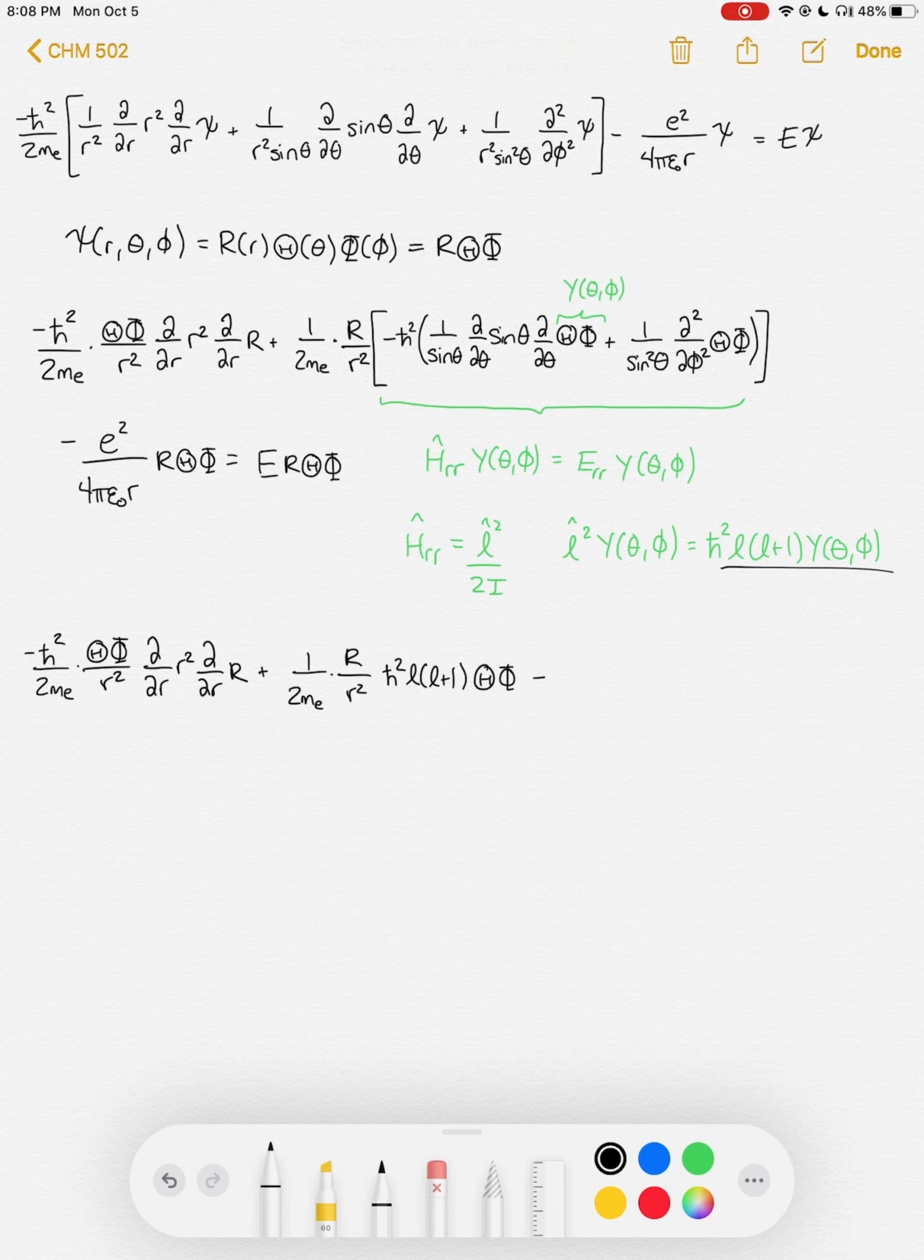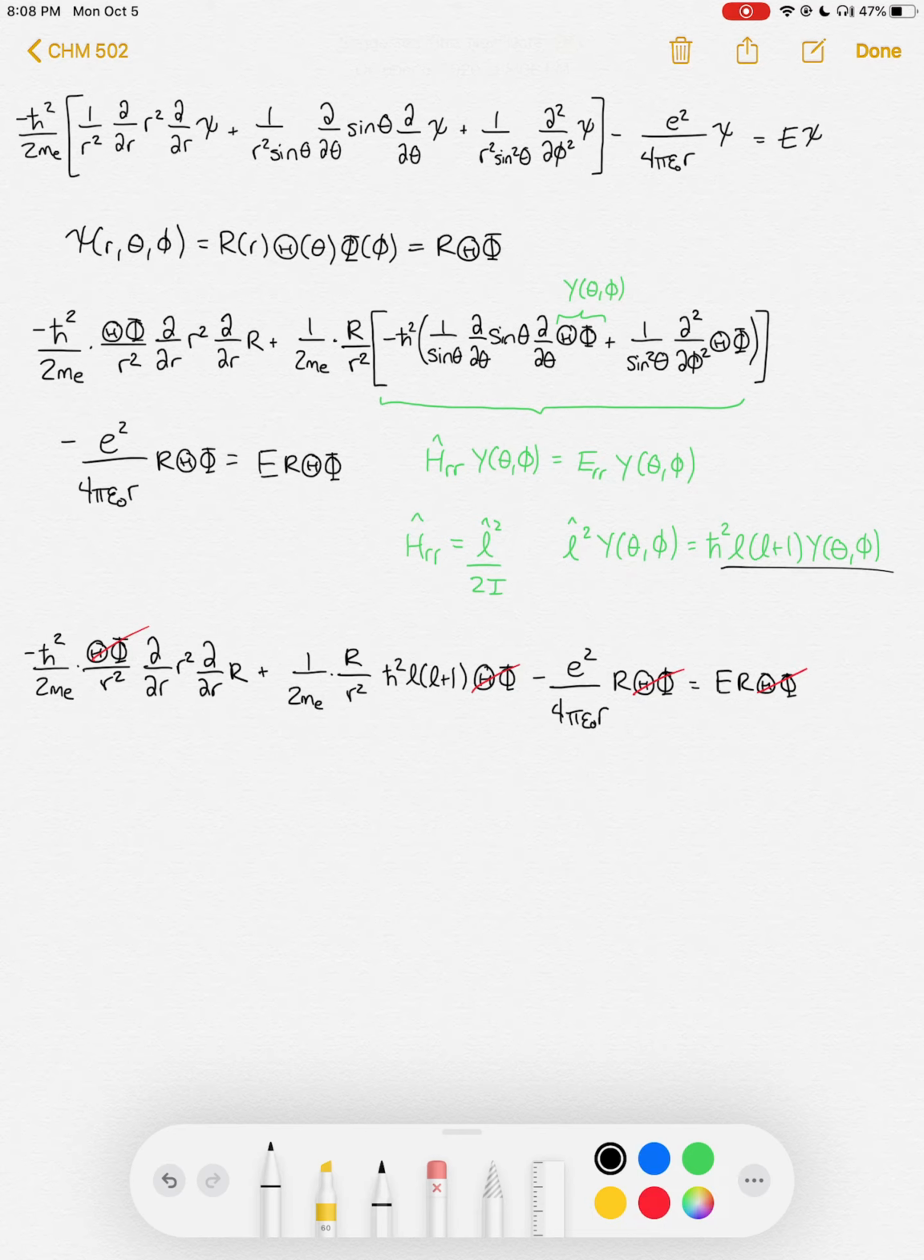And now we do the remaining part, so we subtract e squared over 4 pi epsilon naught r times our function of r and theta and phi. That's equal to the total energy times our functions of r, theta, and phi. Now you can see that theta and phi are in every single term. So what we're going to do is simply eliminate them from the equation, take them out of every term, and that shows that our total energy is in fact not dependent on theta and phi. It's not dependent on the angle, and that makes sense for our Coulombic potential.